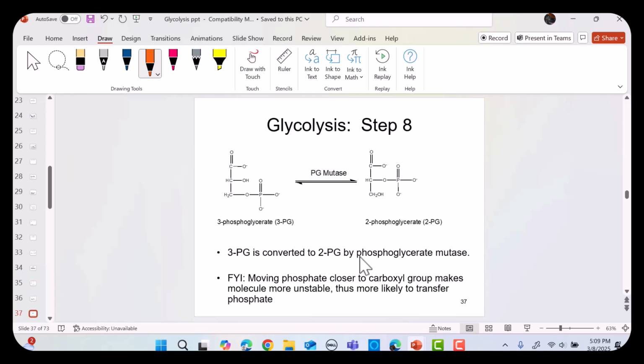Okay, so I'm going to go through a couple of steps, and what I want is to get another phosphate off, and I want to have enough energy contained in that molecule so that when I get the phosphate off, I can make an ATP out of the phosphate I take off and an ADP.